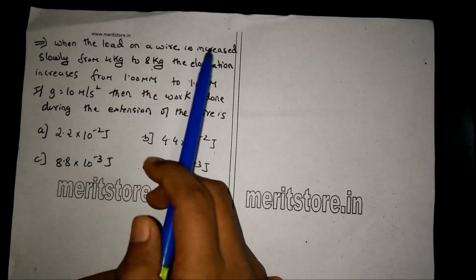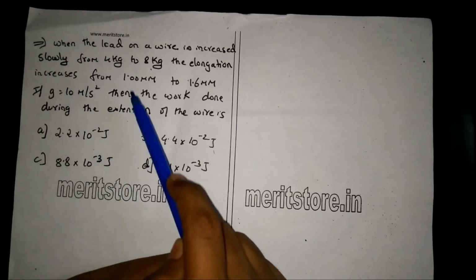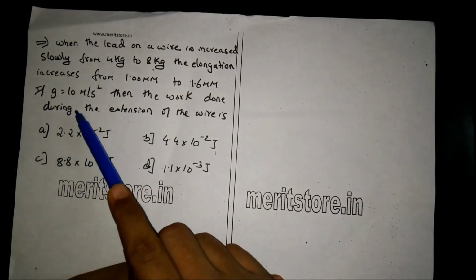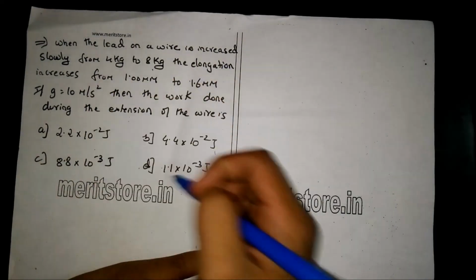When the load on a wire is increased slowly from 4 kg to 8 kg, the elongation increases from 1 millimeter to 1.6 millimeters. If g is equal to 10 meters per second square, then the work done during the extension of the wire is, here are the options.